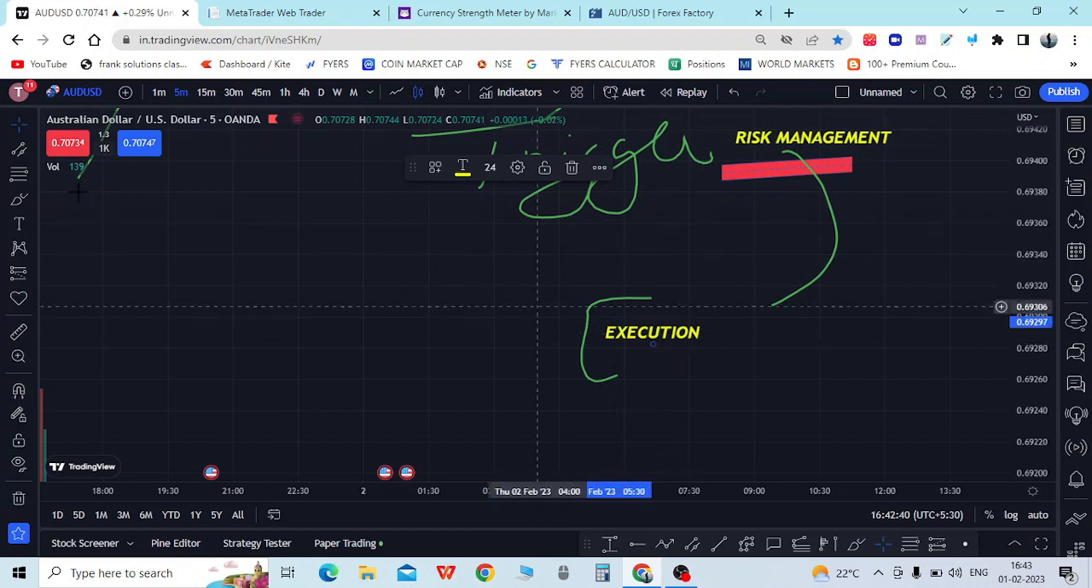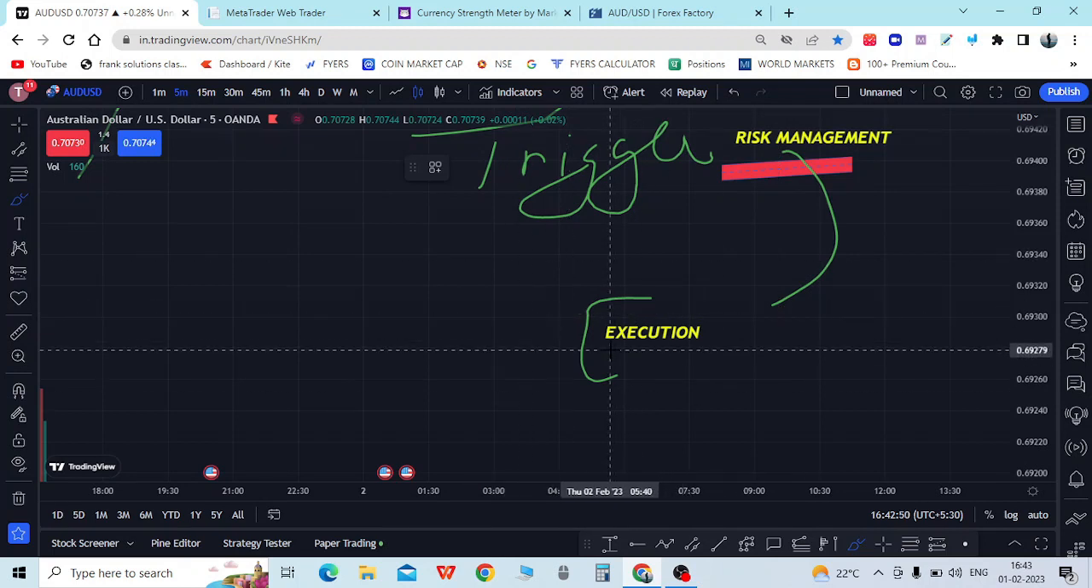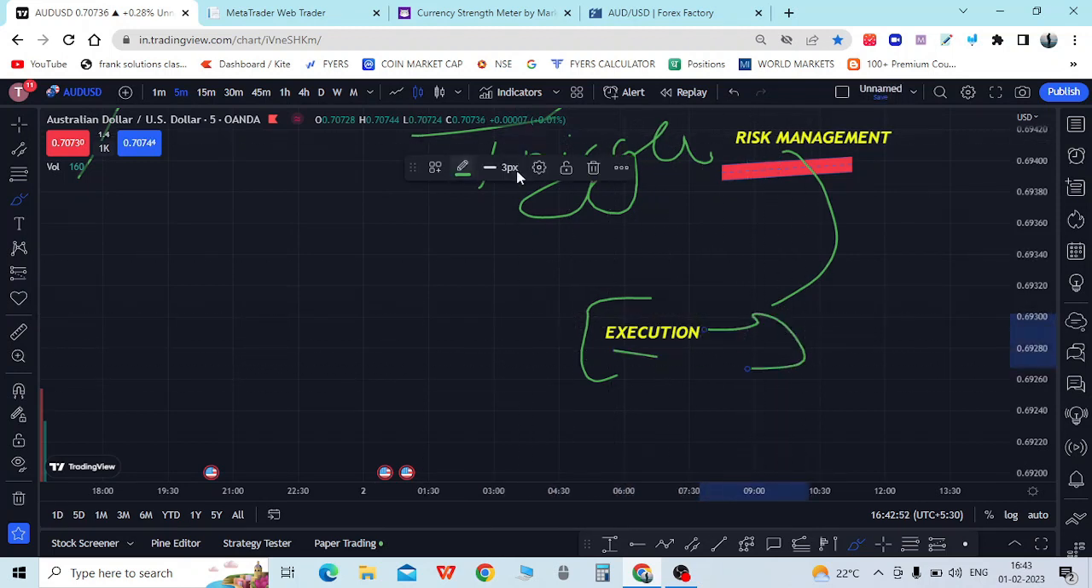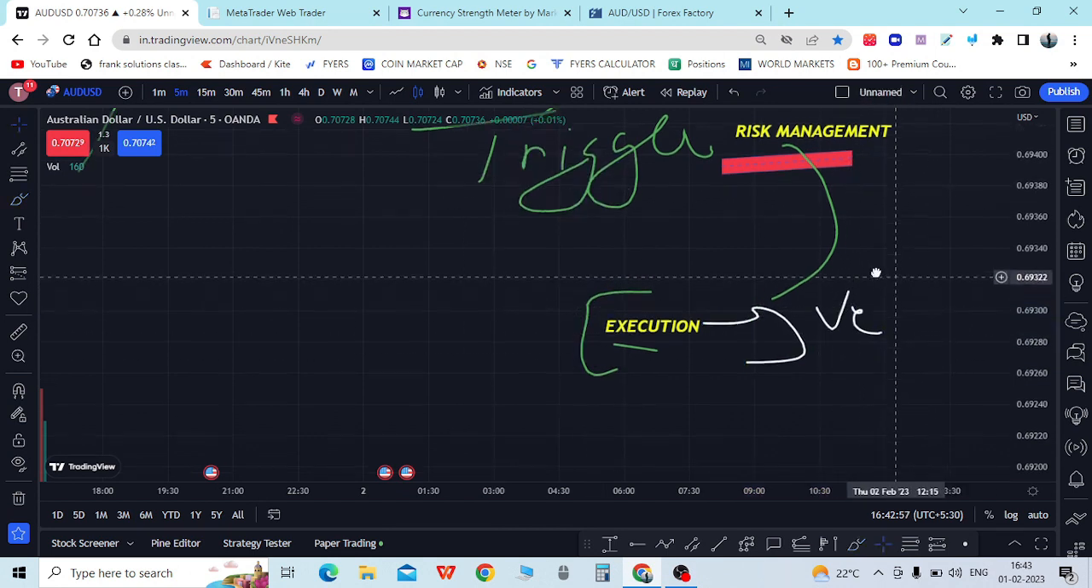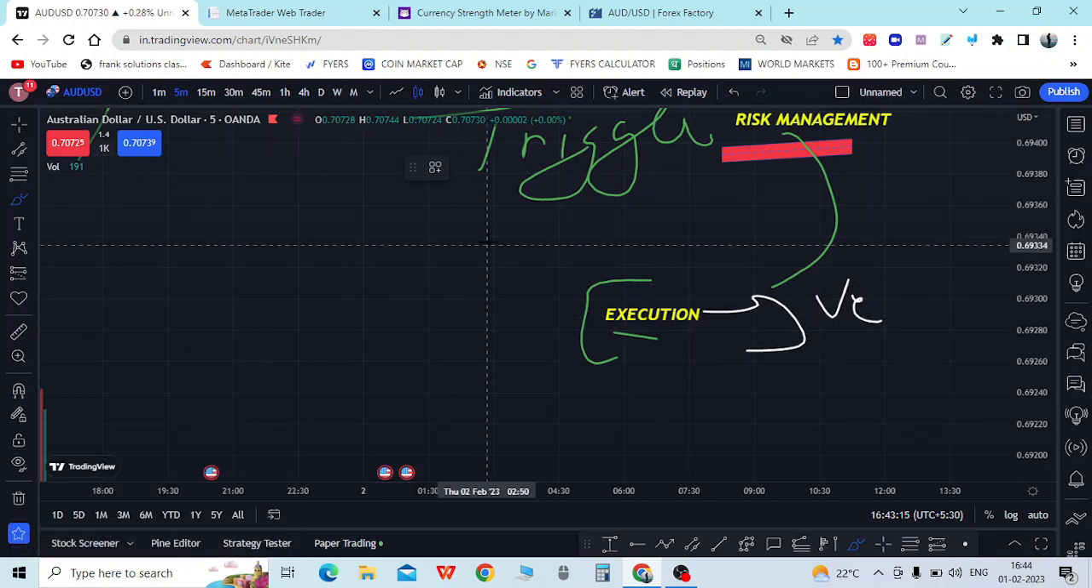The execution process is the most difficult part. Risk management and execution are the most difficult parts of trading, because in execution our psychology is included, which is one of the very important factors. Your brain, your emotions, your feelings like fear, greed, confidence, overconfidence, these are all involved in the process of execution. So execution should be strong. Execution and risk management make up a trade.